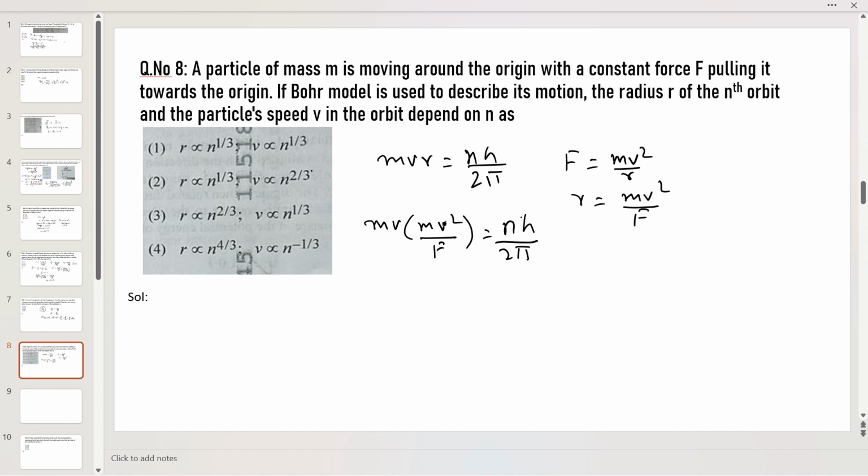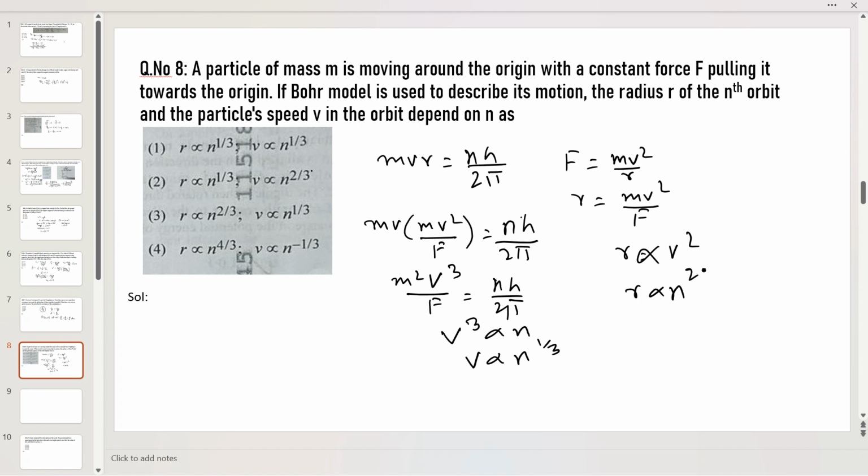So here you get that m square v cube by F is equal to nh by 2 pi. From here you are going to get a relation between v and n, which we require. From here we get that v cube is proportional to n, so v is proportional to n to the power of 1 by 3. Again, we know that r is proportional to v square. So from these two relations we get r is proportional to n to the power of 2 by 3. This is your answer.